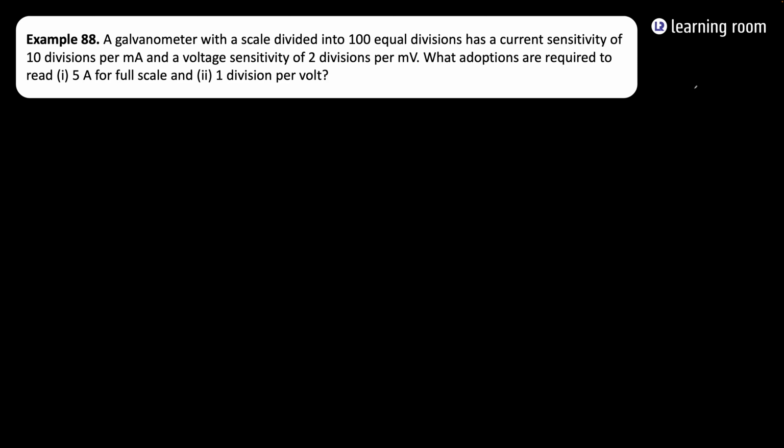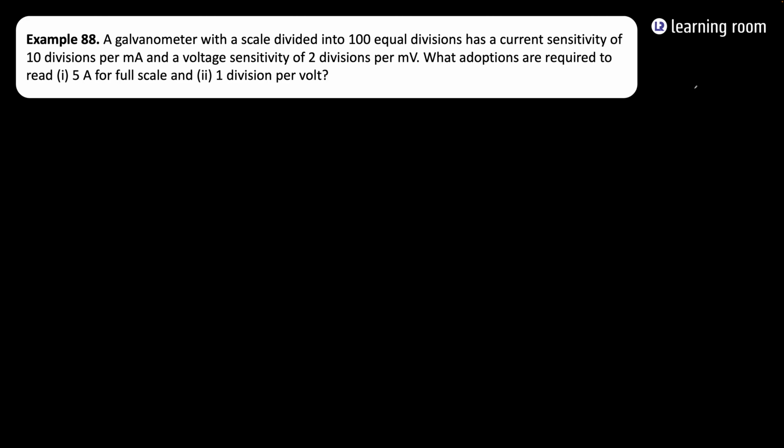What is the meaning? When you pass 1 milliampere of current, the deflection is shown for 10 divisions. Okay, that's the current sensitivity. Voltage sensitivity means, for every millivolt that you supply, it shows a deflection of 2 divisions. So now you have only one expression.